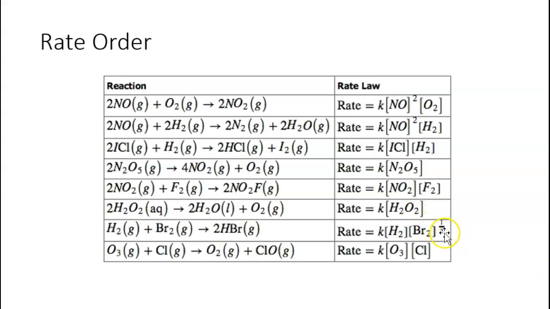Now look, this is really interesting because we have a 1/2. Something raised to the 1/2 power means it's the square root of that. So it's going with the square root of the concentration of bromine. The sum of 1/2 and 1 would be 3/2. So the overall order would be 3/2 for the hydrogen-bromine reaction.